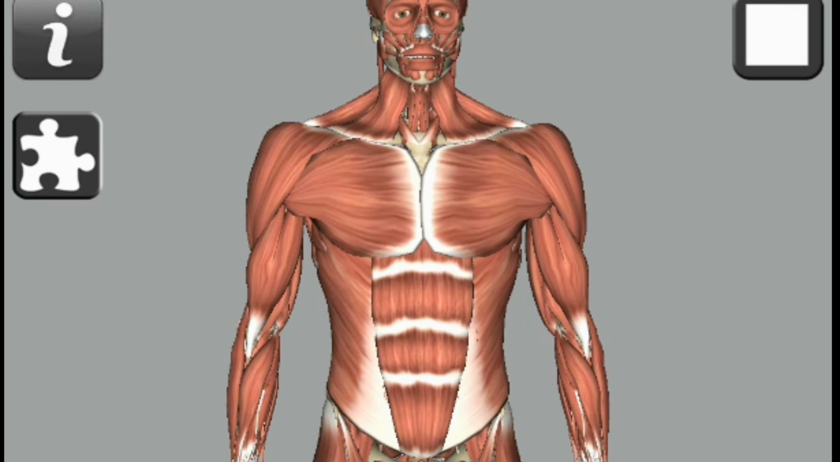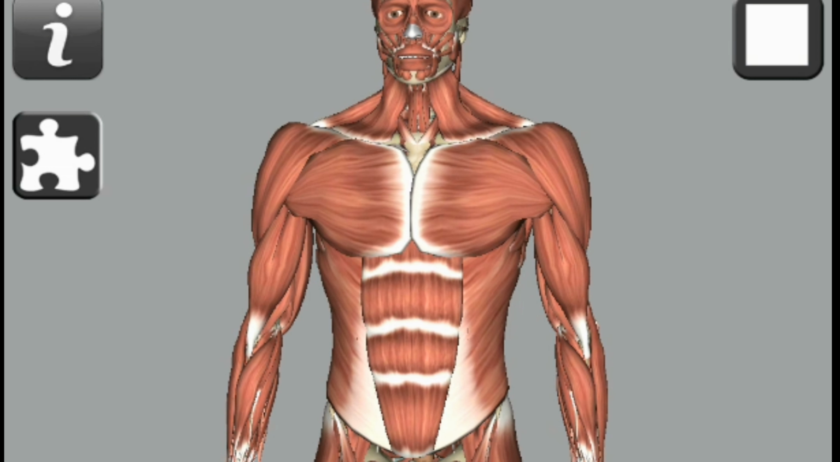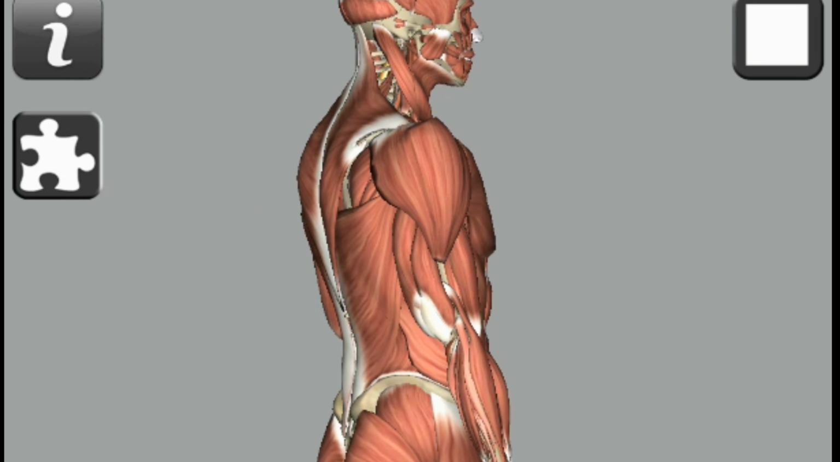Assalamu alaikum. Today we will discuss the muscles of the back. We will discuss their origin, their insertion, their nerve root supply and the function of each muscle.